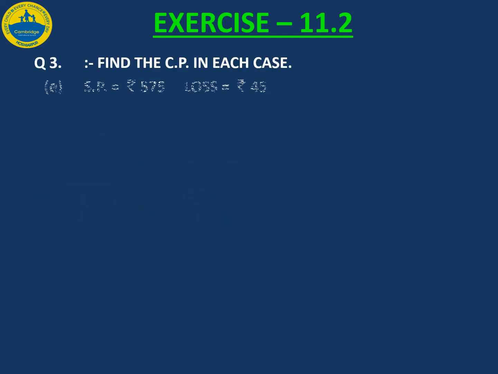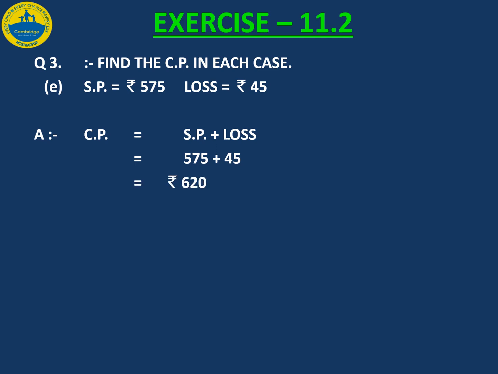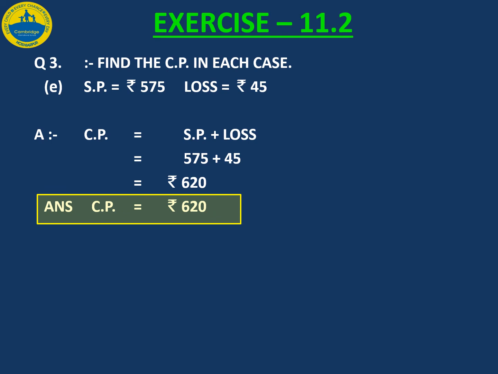Question number 3, E part. Selling price is equal to rupees 575 and loss is given rupees 45. Now we have to find out cost price in terms of selling price and loss. Cost price is equal to selling price plus loss, and cost price is equal to 575 plus 45 is equal to rupees 620, and cost price is equal to rupees 620.